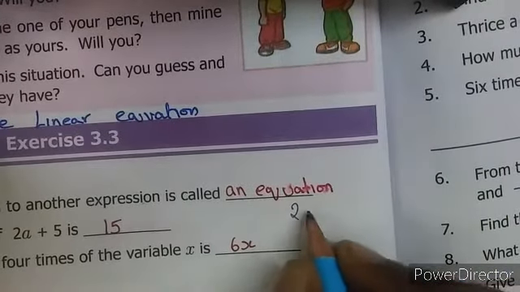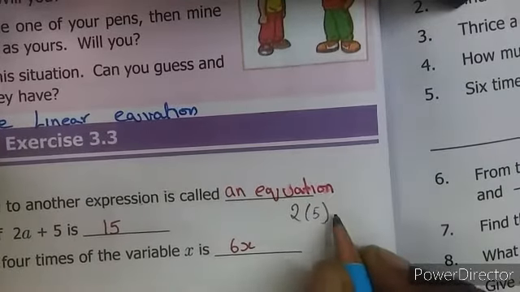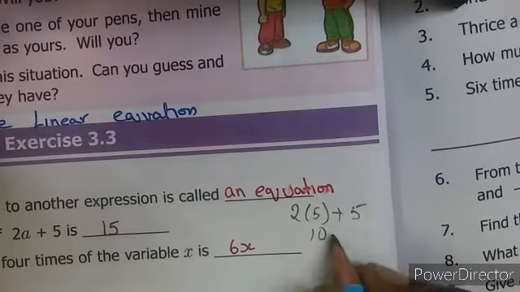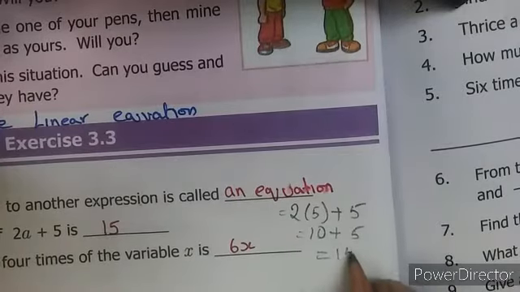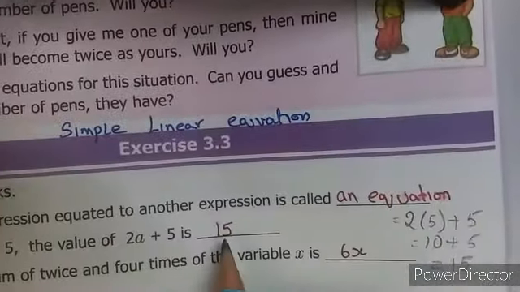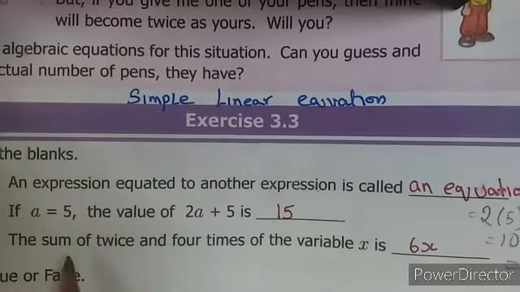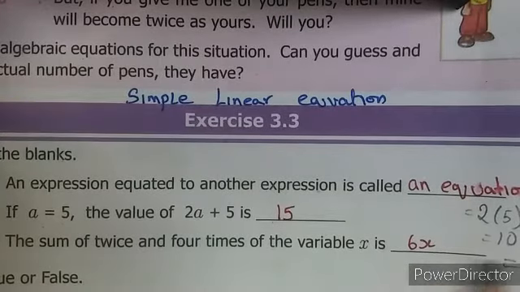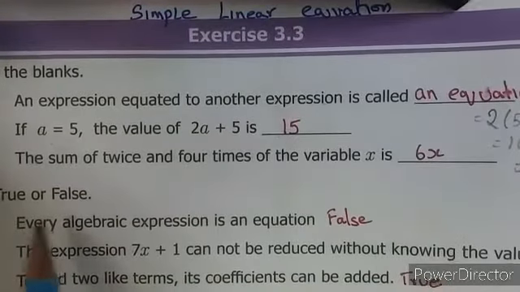So, 2a, the value given as 5, plus 5. Now, 2 into 5, 10, plus 5, which gives you 15. Next one, subdivision 3, the sum of twice and 4 times of the variable x is 6x. Say true or false.